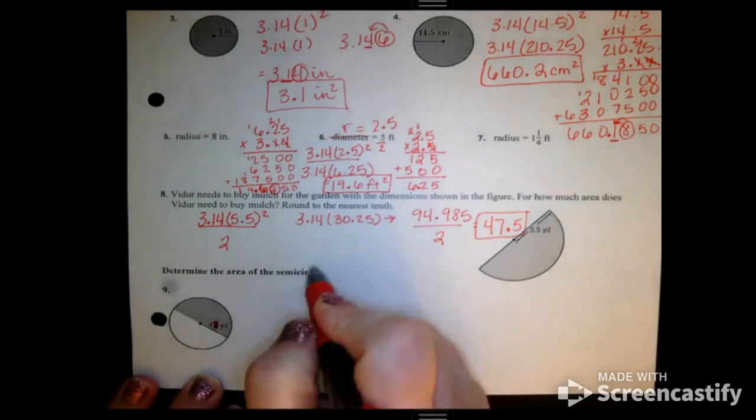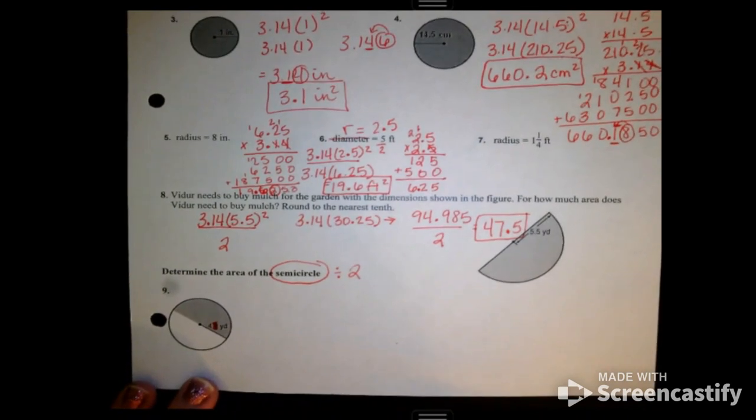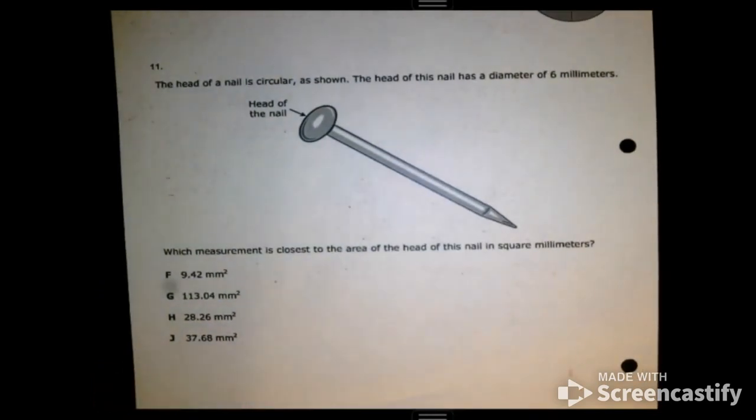Okay, so this is the same thing. If you see this word, you are dividing by 2. We're going to skip it though and go to the back. I want you to do number 11. I want to give y'all time to get started on y'all's homework. So do number 11. So diameter is a pool.